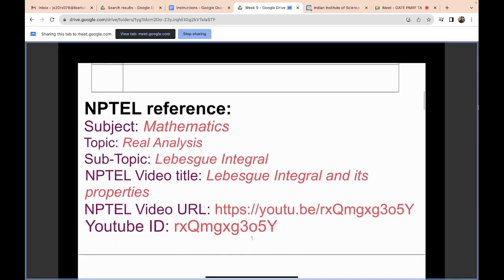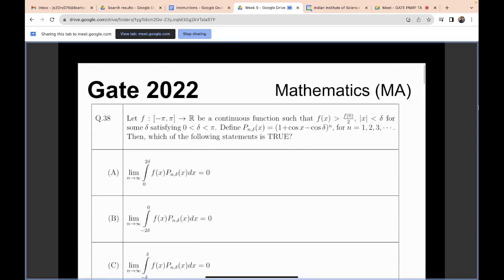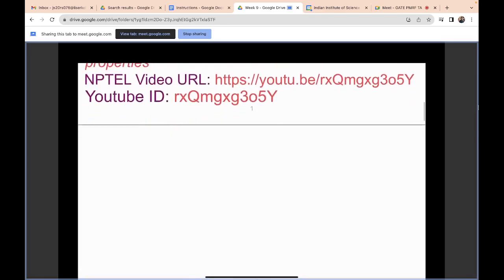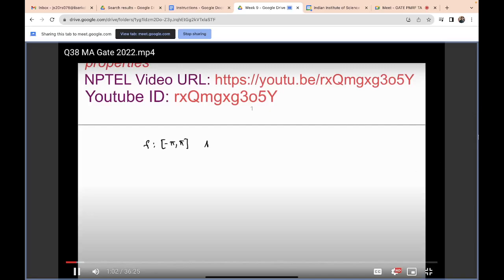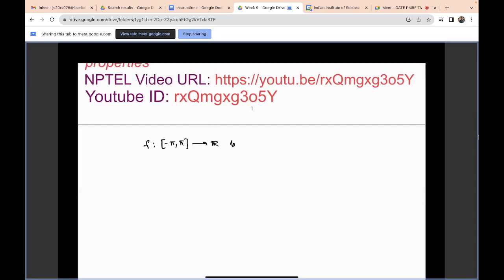Now, in order to solve this, this is the NPTEL reference. Okay, now let's solve the question. So what is given, f from minus pi to pi to R be a continuous function such that fx is bigger than f0 by 2 for mod x less than delta, for delta between 0 to pi.